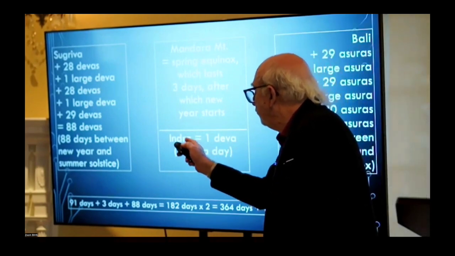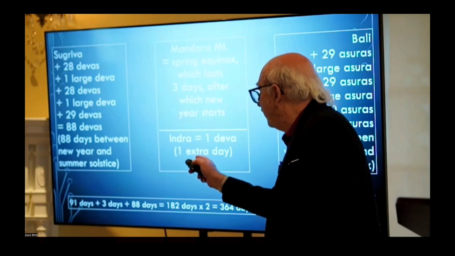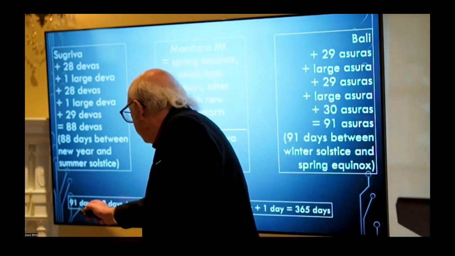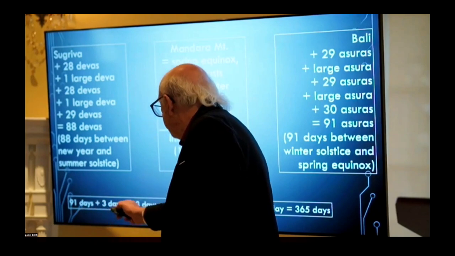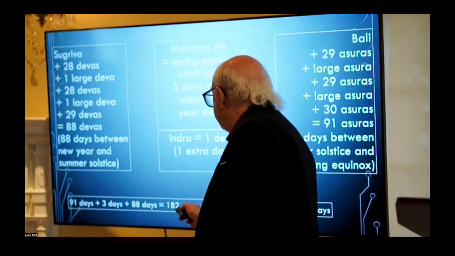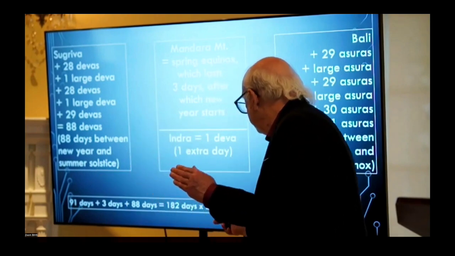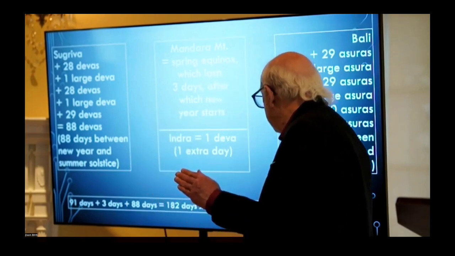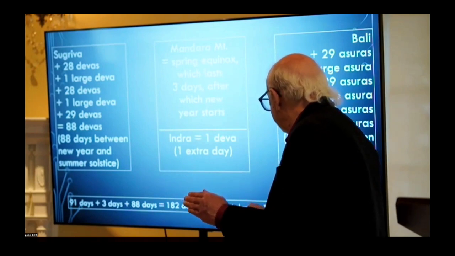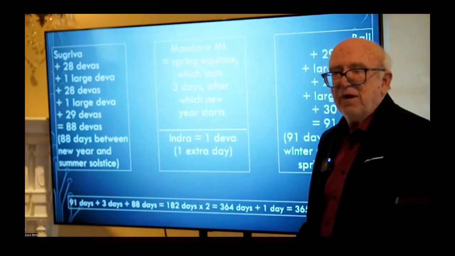And Lord Indra is also there in the center. So that's one extra day. So that kind of adds up to 91 days plus 3 days plus 88 days equals 182 days. That's a half a year. Multiply that by 2, and you get the 364 days plus the Indra day, 365 days.